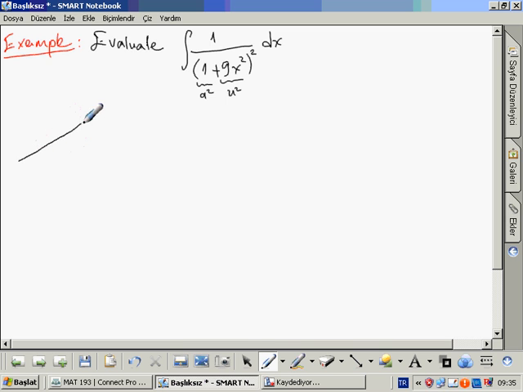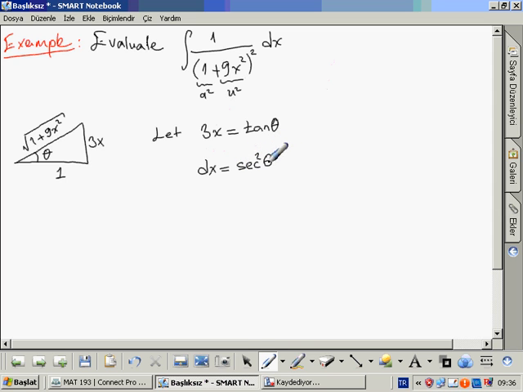And again, this is theta, and after that 3x, 1, and square root of 1 plus 9x square. Then let 3x equal tangent theta, so dx equals secant square theta over 3 times d theta.